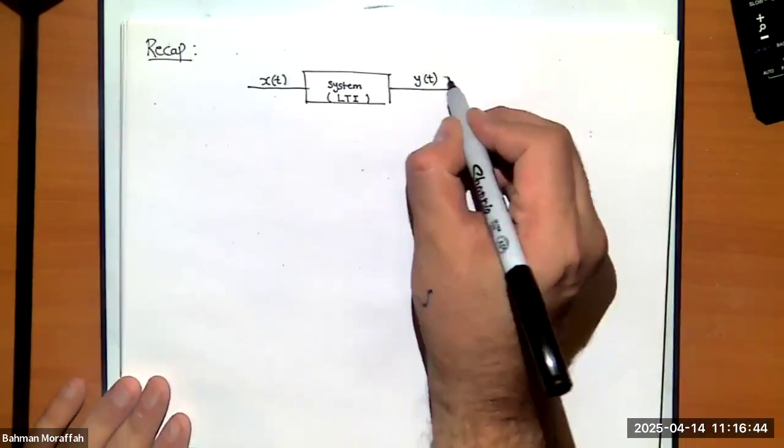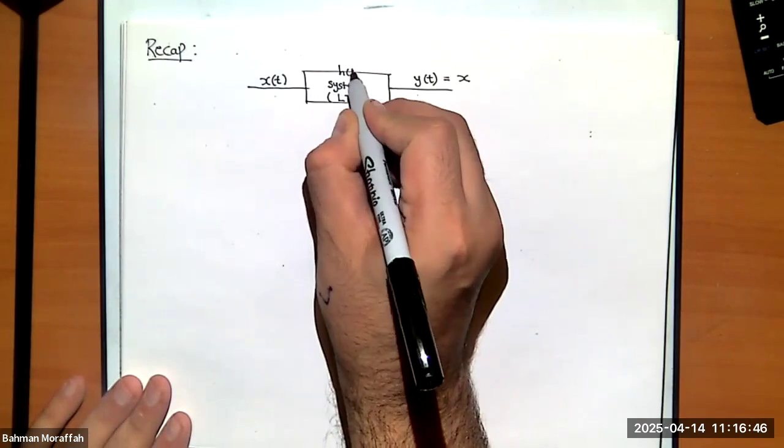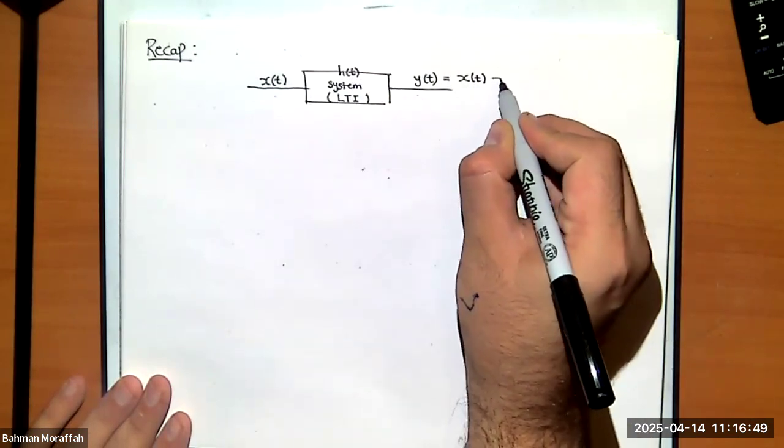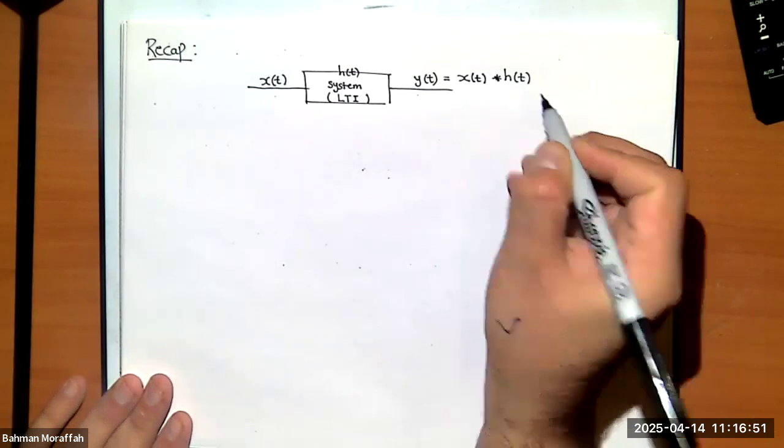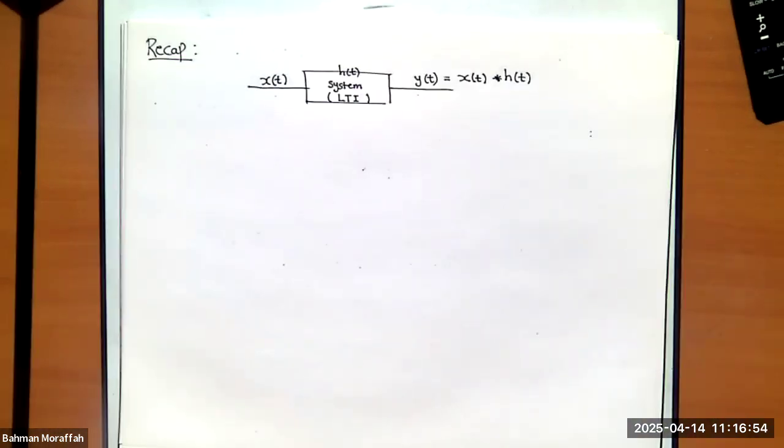And we said to compute this output, we have to convert the input with the impulse response of the system, h of t. Yes, difficult, because you have to compute that integral, and that integral is always pretty difficult. So instead, we said, let's take this system to the frequency domain. And as soon as we went to the frequency domain, this convolution became multiplication.